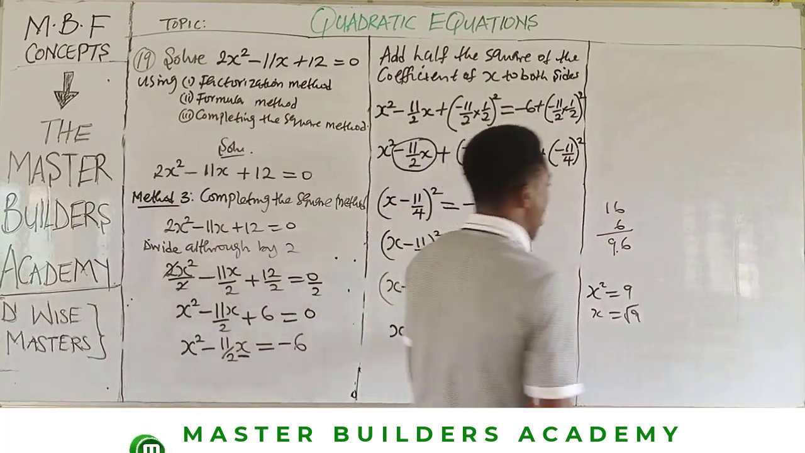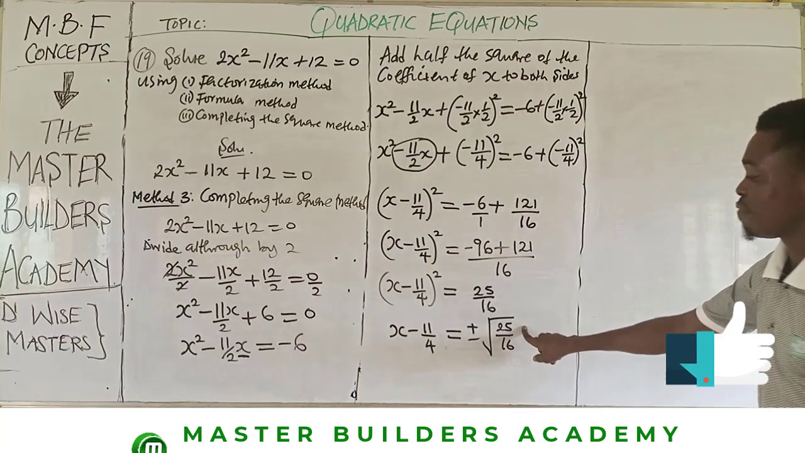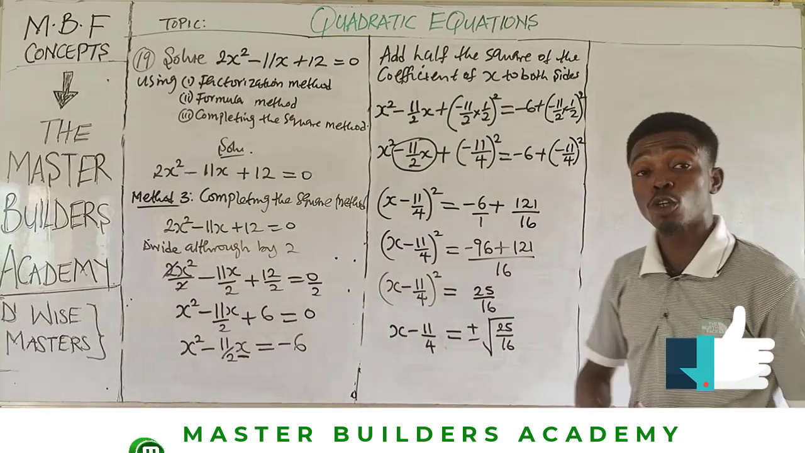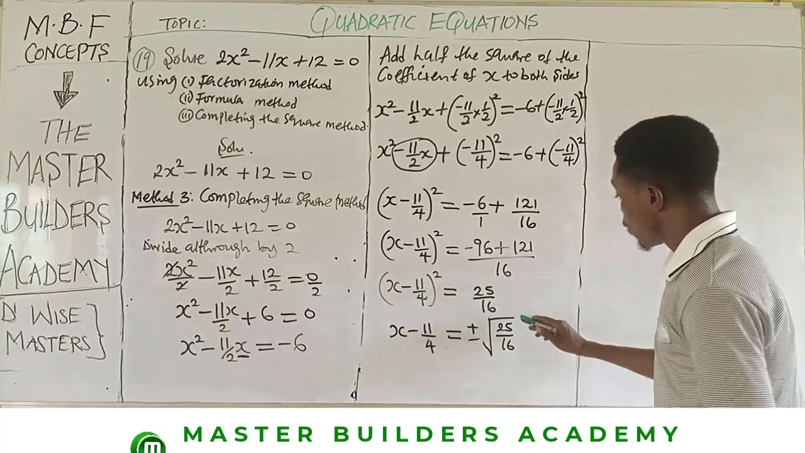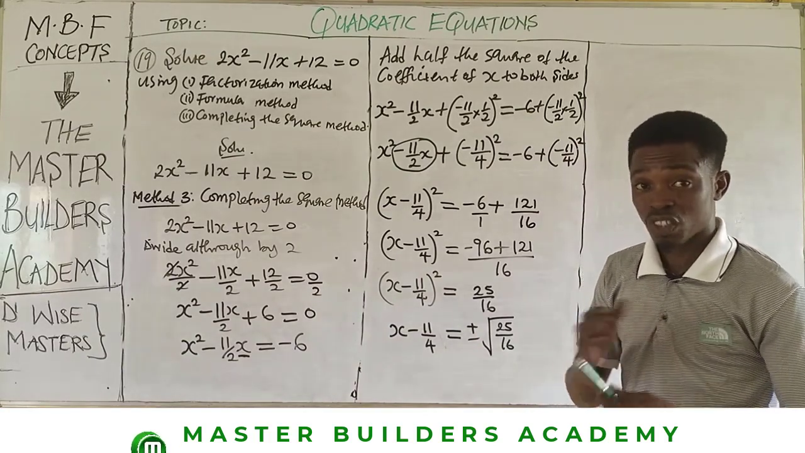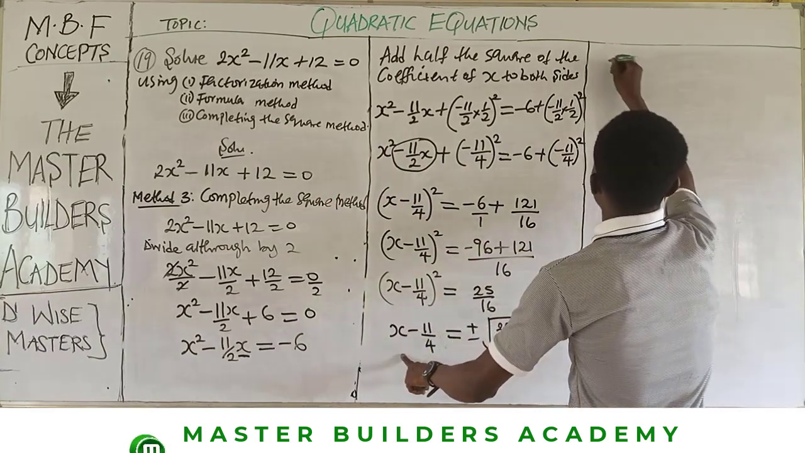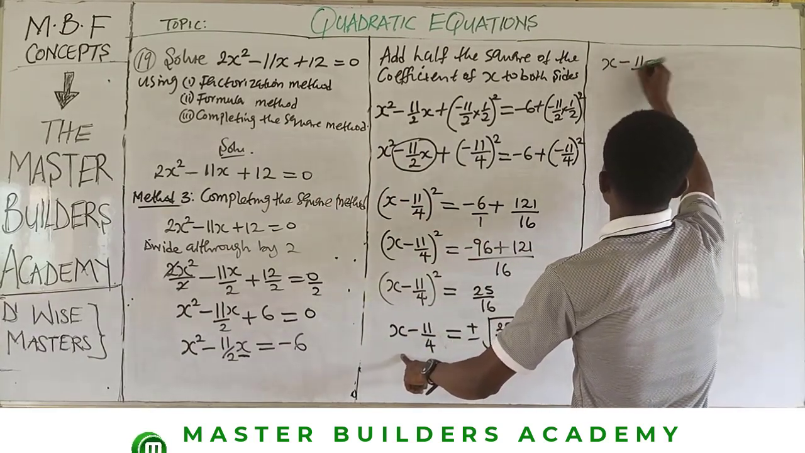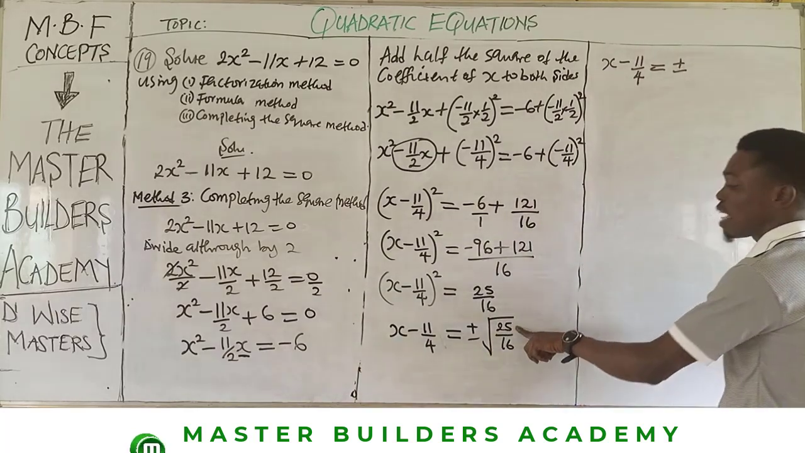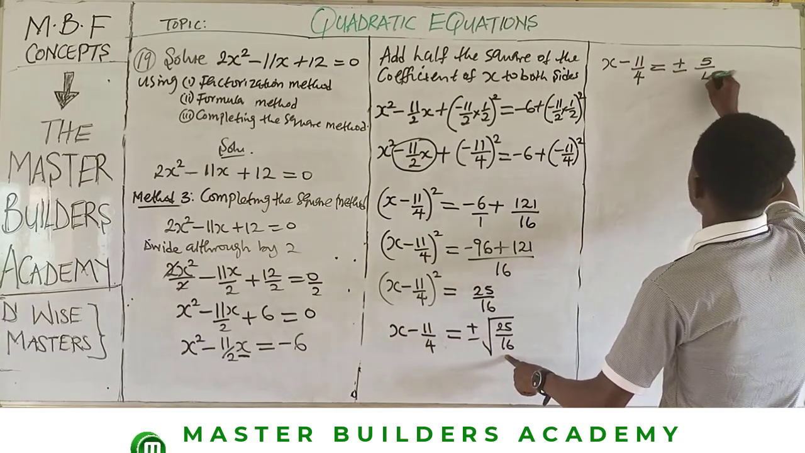Now, the next thing we are quickly going to do here is to find the root of 25 and the root of 16, of course. 25 and 16 are both perfect squares, like I explained before. If both are perfect squares, it shows that the quadratic equation is factorizable, which we have already checked before now. So here we have x minus 11 over 4 is equal to plus or minus. The square root of 25 is 5, and the square root of 16 is 4.